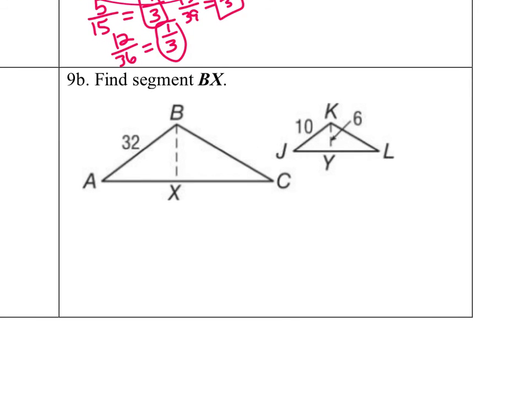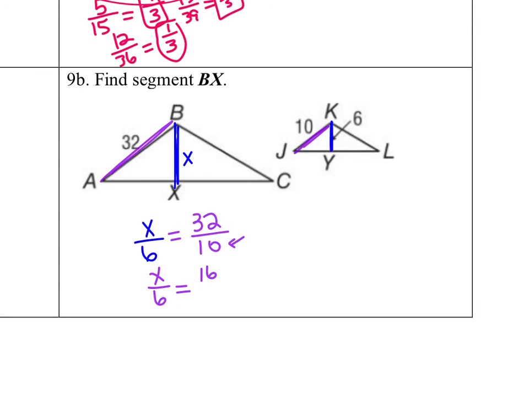All right, and last one, segment BX. Let's call this X right here. Okay, we learned that our special segments are proportional to corresponding sides. Okay, so I can say X over 6 is going to be equal to 32 over 10. Okay, I'm going to reduce this fraction. So I have X over 6 equals 16 over 5, because you divide the top one by 2, right?